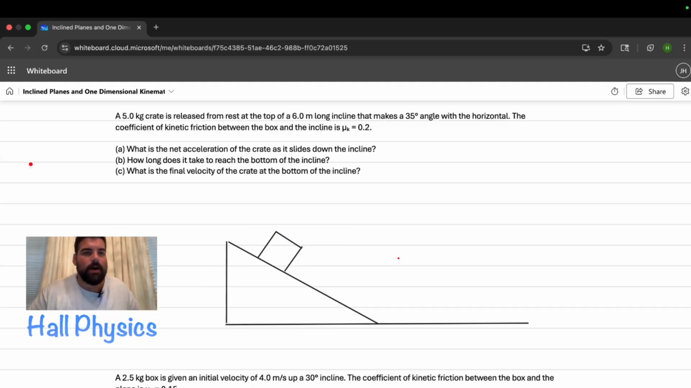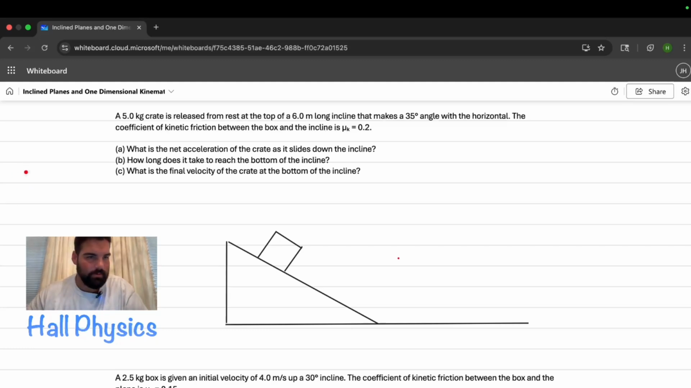Okay, a 5 kilogram crate is released from rest at the top of a 6 meter long incline that makes a 35-degree angle with the horizontal. The coefficient of kinetic friction between the box and the incline is 0.2. We want to know the net acceleration as the crate slides down the incline, how long does it take to reach the bottom of the incline, and what is the final velocity of the crate.